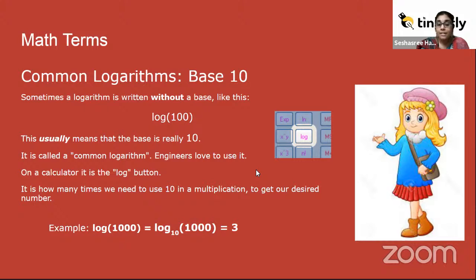So then I made it in my advanced calculator. That is called a common logarithm, which is a base 10. Sometimes a logarithm is written without a base like this. It's called log 100. This usually means that the base is really 10. It is called a common logarithm. Engineers love to use it. On a calculator, it is the log button. Even I have mentioned only log. I don't mention base 10 because it is always implied.